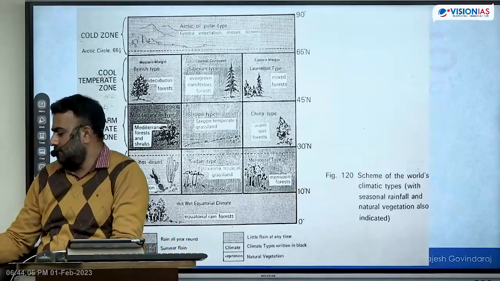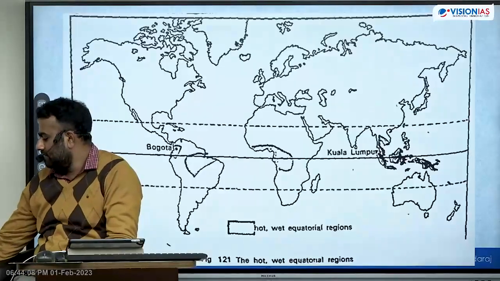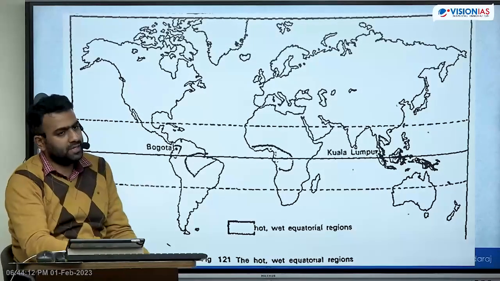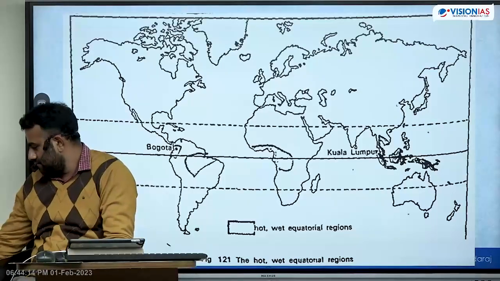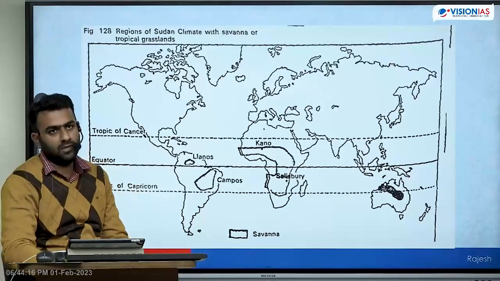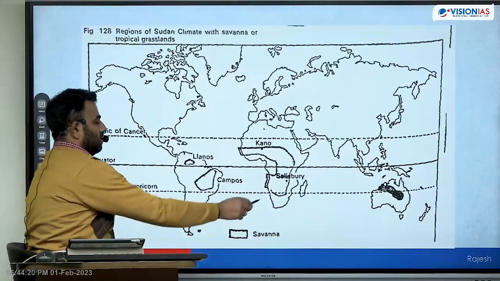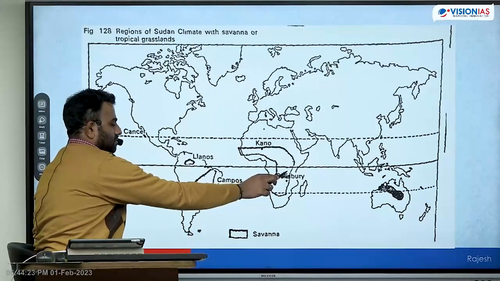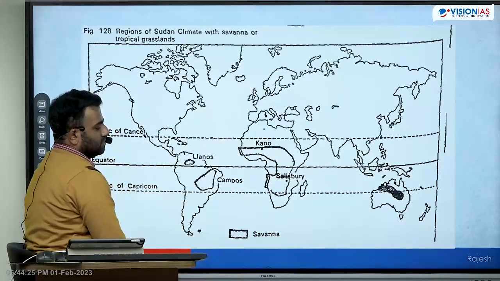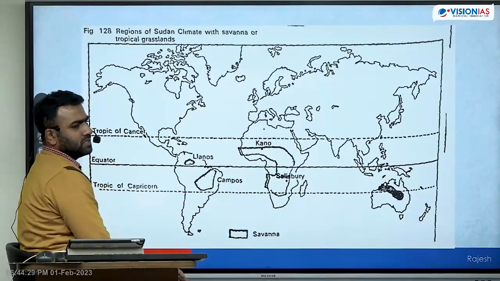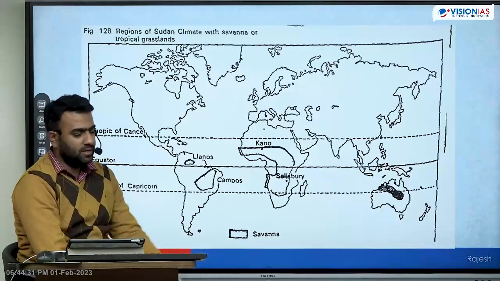Savanna region to the south of the equator in Africa. It covers a very large and extensive area here. It covers the countries of Kenya, Tanzania, Zimbabwe, Zambia, Namibia, Botswana, many countries come in. Okay, this part.